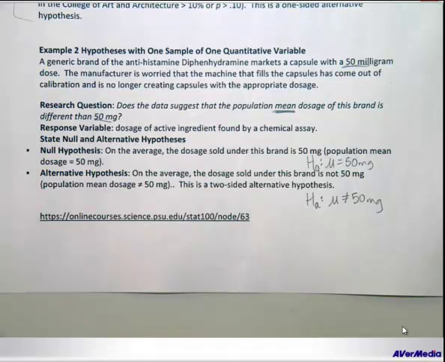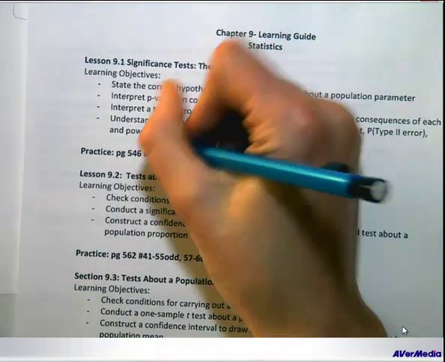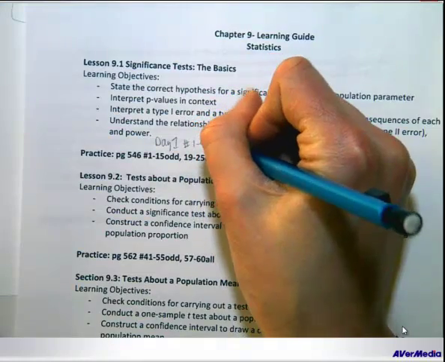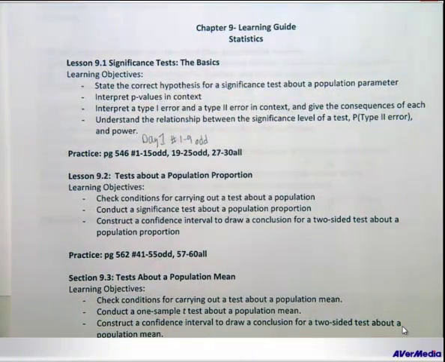Got it? Okay. Your homework on the learning guide says a whole bunch of stuff for lesson 9.1. We're going to be stopping at number 11, I believe. Nope, not even that far, sorry. Don't go past number 10. So I assigned 1 through 15 odd, so go 1 through 9 odd. Okay, so your day 1 homework. And it's just practicing writing the hypothesis statements.